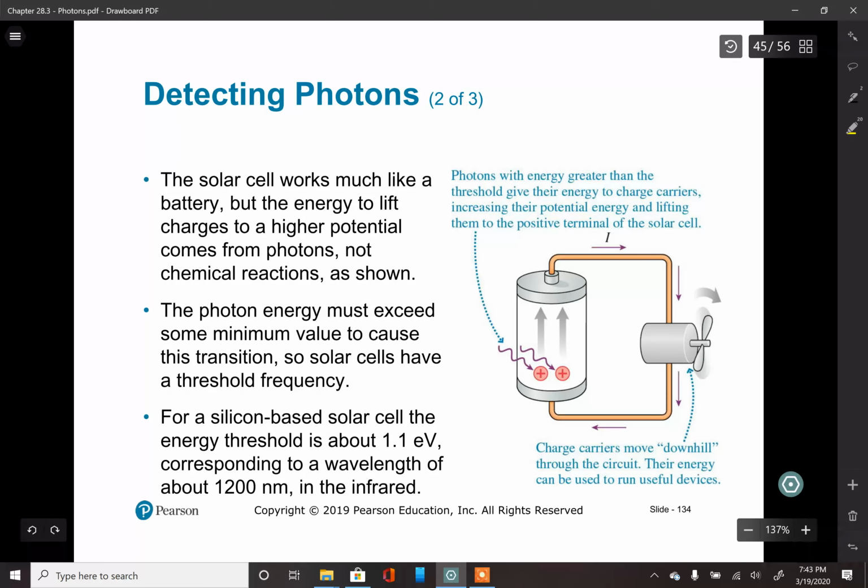Solar cells are examples of this, actually. Solar cells are basically photoelectric effect testers that are hooked up to a motor or a battery, depending.